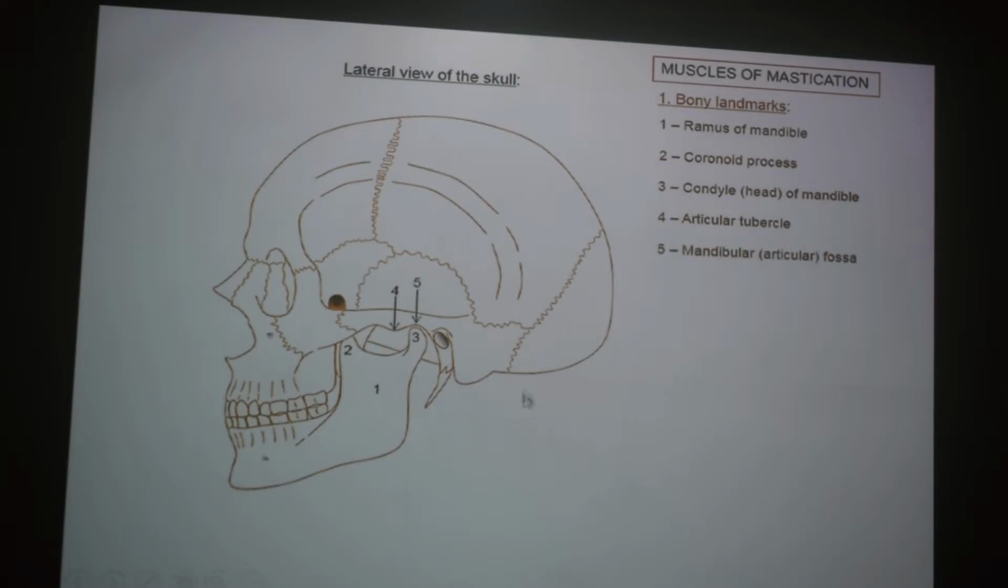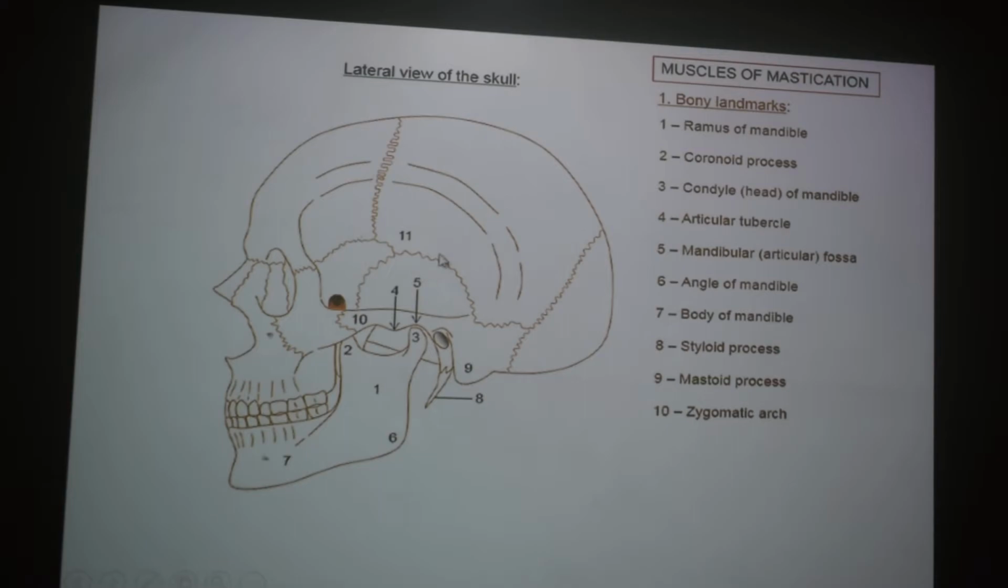Then you have the mandibular fossa, where the head of the mandible articulates. So this is the mandibular fossa. There is the angle of the mandible, and the body of the mandible, which is this. This is the styloid process. You have the mastoid process here, and the zygomatic arch, which is this one.